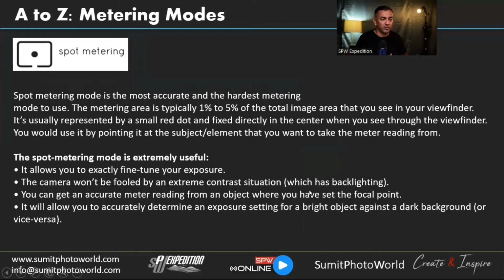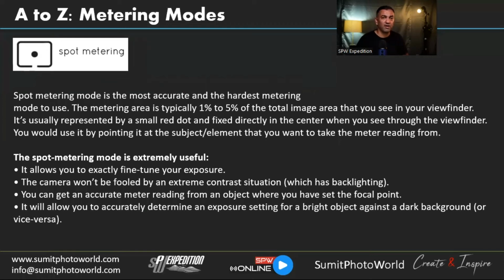So now we'll talk about spot metering mode. This is the most accurate and the hardest metering mode, because it is going to take most of the calculation from that spot, only 1 to 5% of the total image area that you see in your viewfinder. It's only taking the exposure calculation, the average value, from that 1 to 5%. That's why it's very hard and the most accurate.